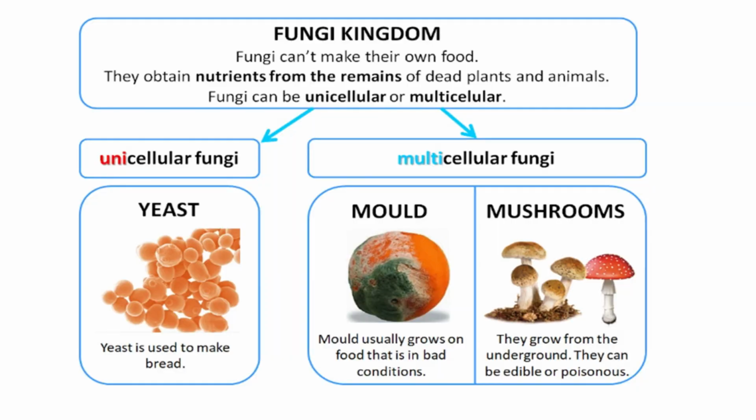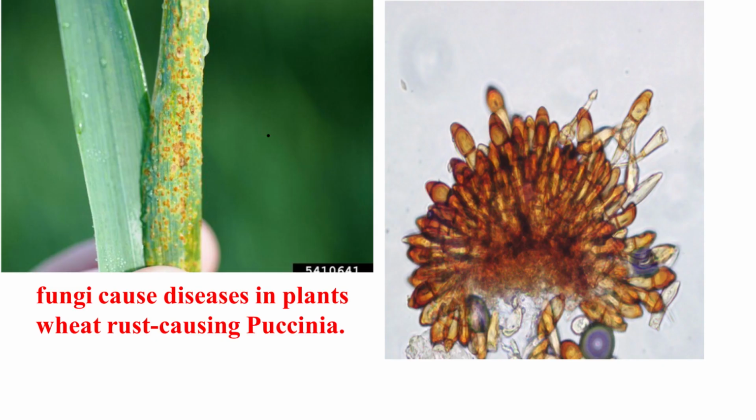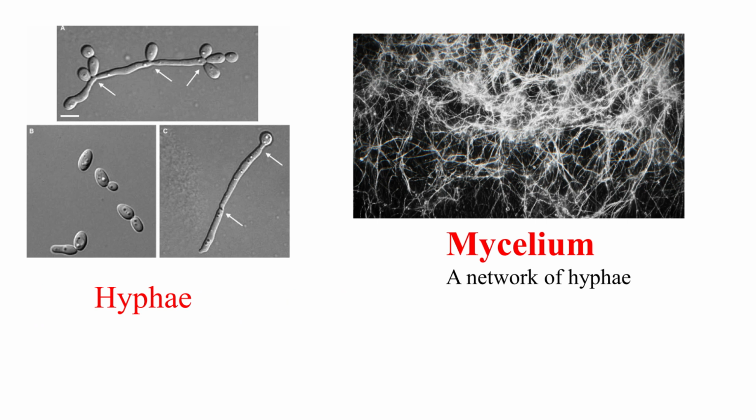Other fungi cause diseases in plants and animals. Wheat rust causing Puccinia is an important example. Fungi are filamentous. Their bodies consist of long, slender thread-like structures called hyphae. The network of hyphae is known as mycelium.